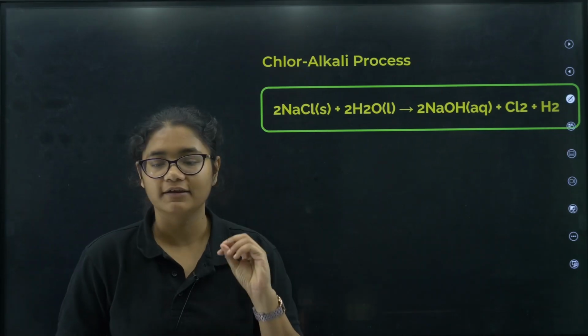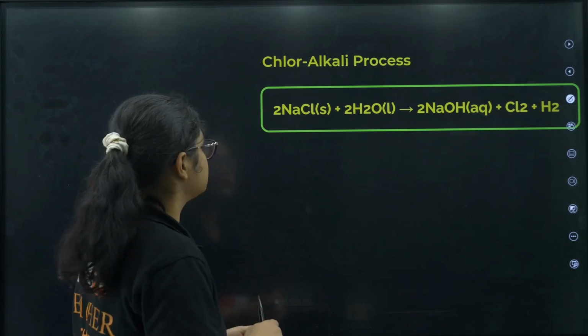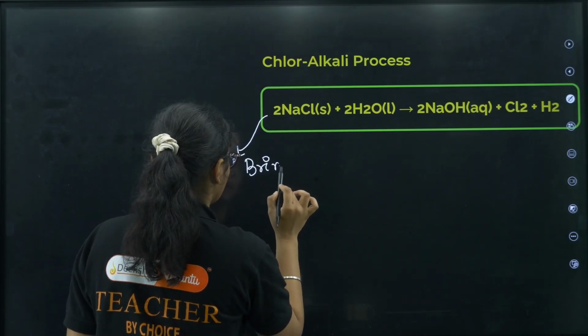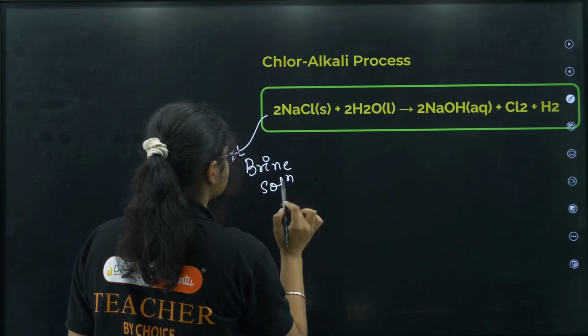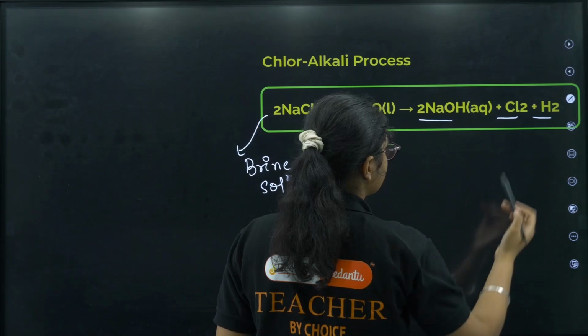This is also a very important reaction. Many times questions have been asked. So here you can see what happens. Brine solution is taken, right? Brine solution is what? Solution of NaCl with water. NaCl with water will give you NaOH plus Cl2 plus H2.